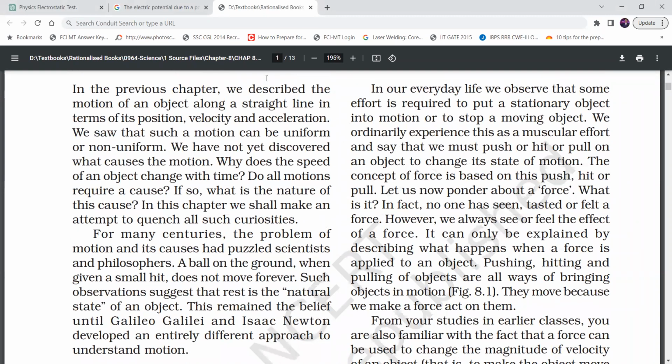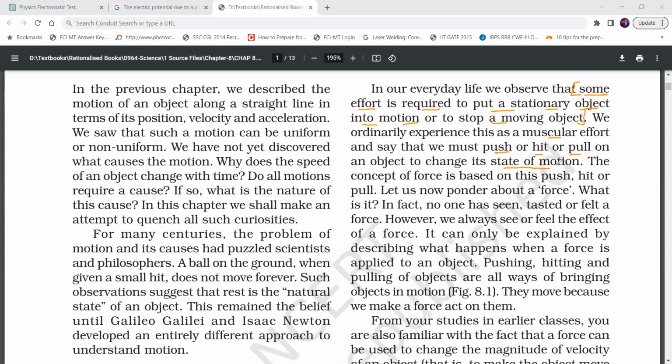In our daily life, we observe that some effort is required to put a stationary object into motion or to stop a moving object. This you can mark. Some effort is required to put a stationary object into motion or to stop a moving object. We ordinarily experience this as muscular effort, and say that we must push, pull, or hit an object to change its state of motion.